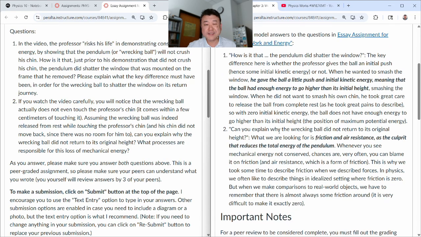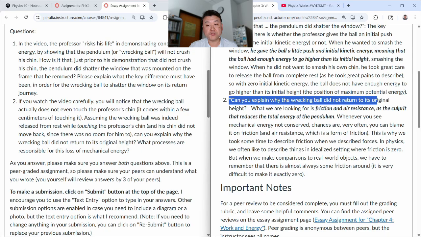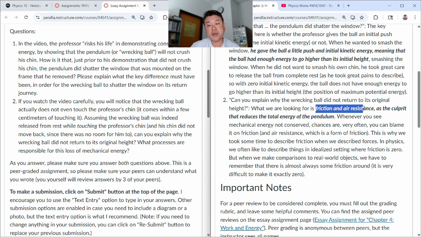And my model answer, again, these are all kind of open-ended. There are other excellent answers; they don't have to be identical to these. So the question: can you explain why the wrecking ball did not return to its original height? What we are looking for is friction and air resistance as the culprit that reduces the total mechanical energy of the pendulum. Whenever you see mechanical energy not conserved, chances are very often you can blame it on friction and air resistance, which is a form of friction. This is why we took some time to describe friction when we described the forces.